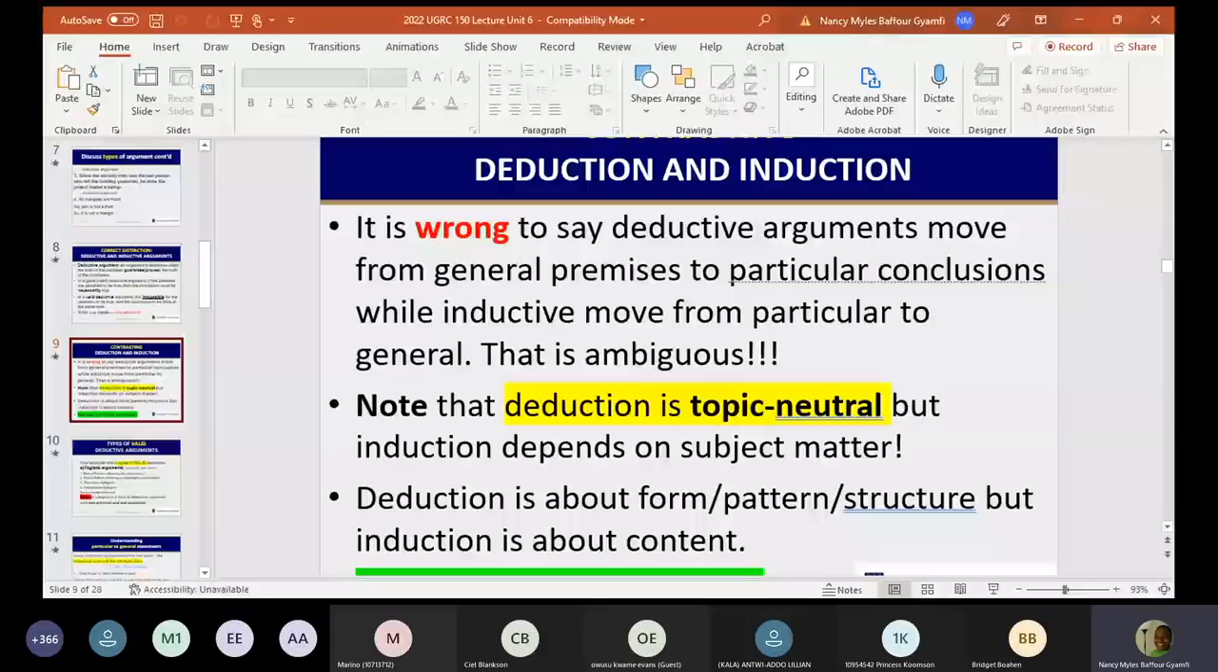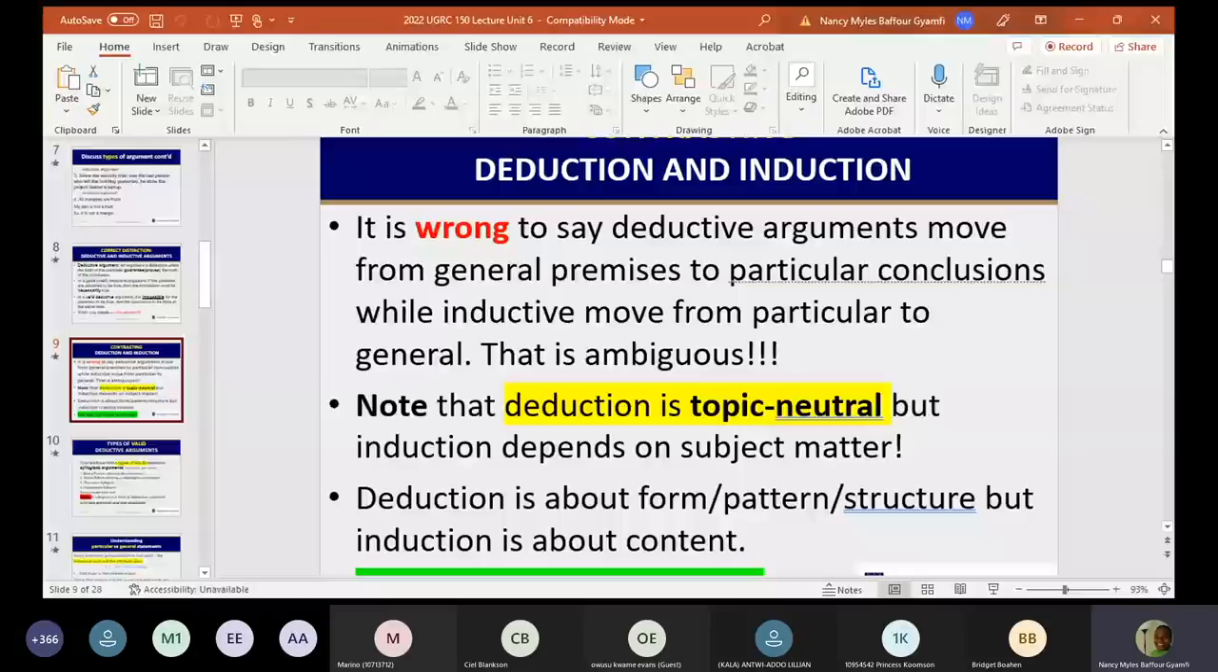We don't care what the topic is about. I can say all A's are B's. This thing is not a B, so I conclude that, therefore, it is not an A. That will be valid, modus tollens. We don't care what the content is. But when you do induction, the unit 7, whose video you already have in your dossier at resource 2, go there. You will see that as for inductive argument, you have to look at the content.